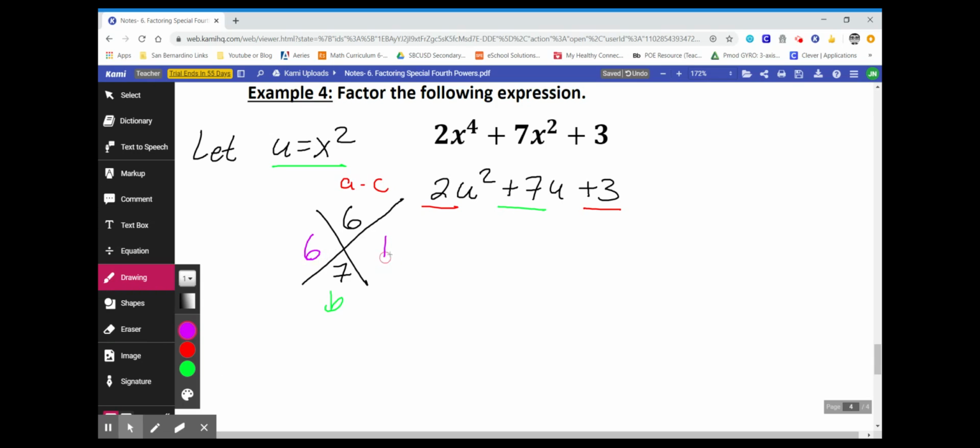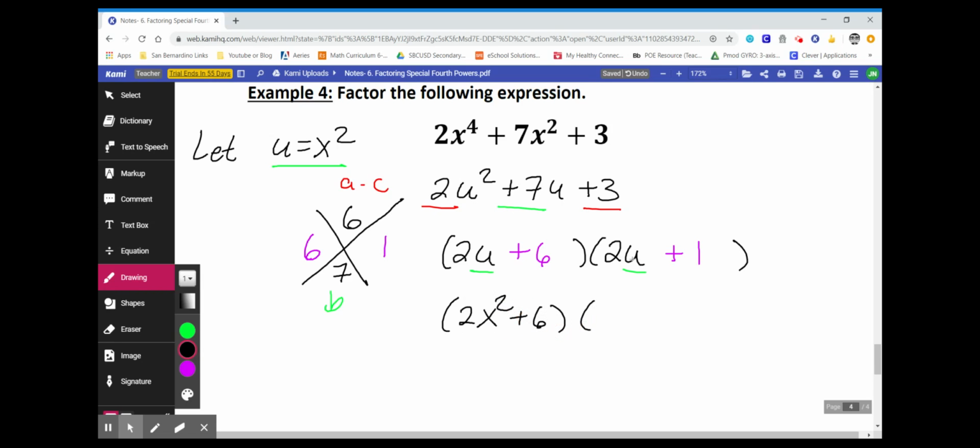Some of you are pretty good at this by now, so you can skip to the final two factors. Again, don't forget that ax goes first. So in this case, it will be 2u and then 2u. I want to put the factors out here. This is going to be a positive 6 for the first factor. This is going to be a positive 1 for the second factor. Now, I would be done. But remember, the original problem had x's, not u. So we have to go back and switch it real quick. So this is going to go back to an x to the power of 2. 2x squared plus 6, and this is going to switch back to x squared.